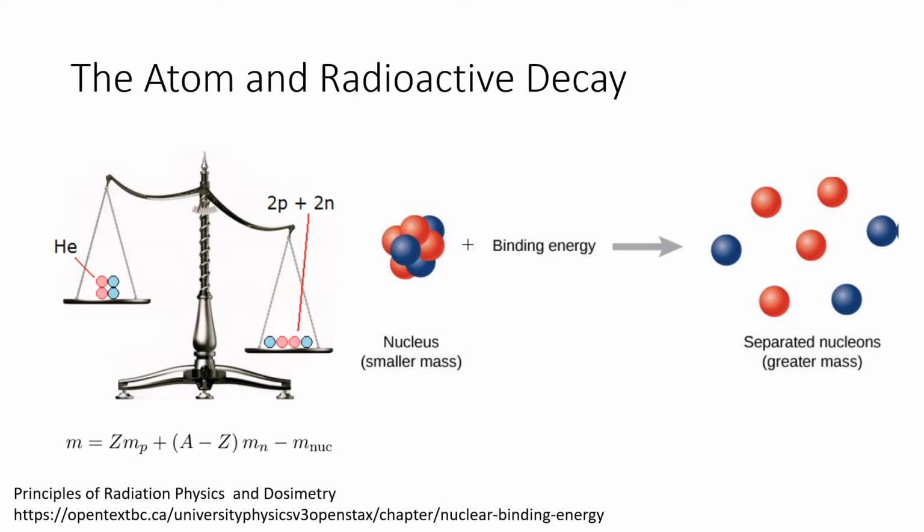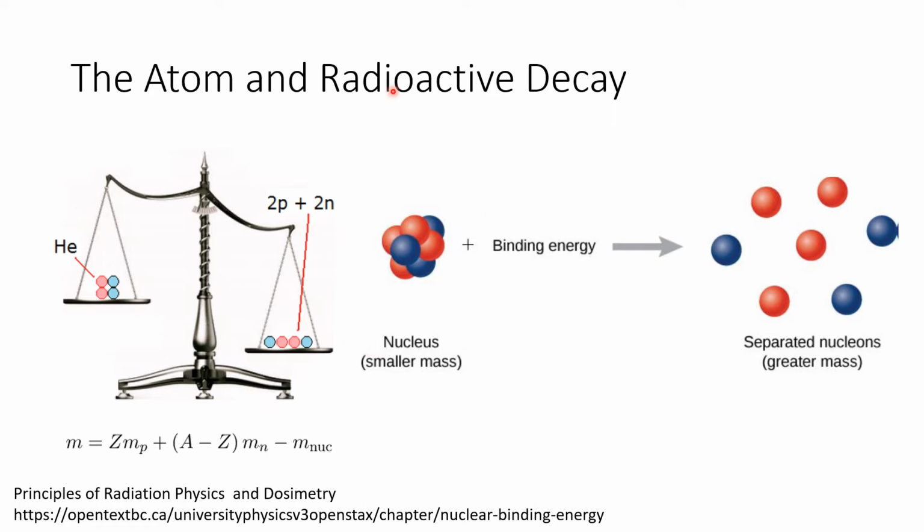And the mass of an atomic nucleus is always smaller than the sum of the rest masses of its components. Okay? So the figure shows a helium nucleus, and it has slightly less mass than the total mass of 2 protons and 2 neutrons. So this missing mass is called the mass defect. And the energy equivalent of the mass defect is the binding energy of the helium nucleus.